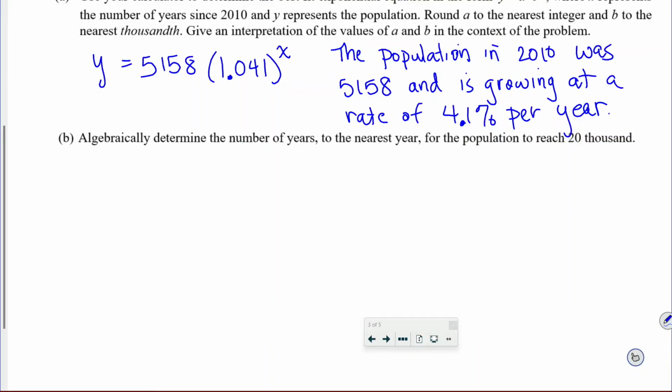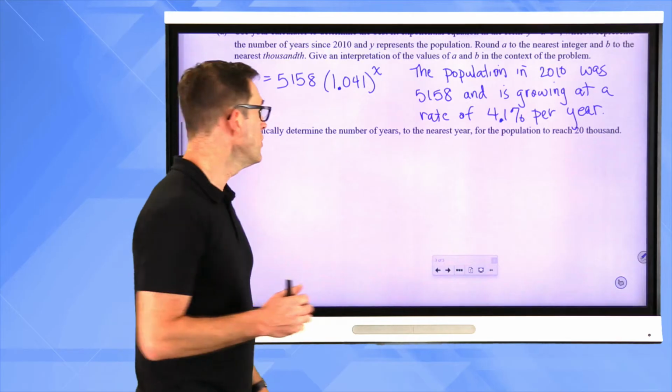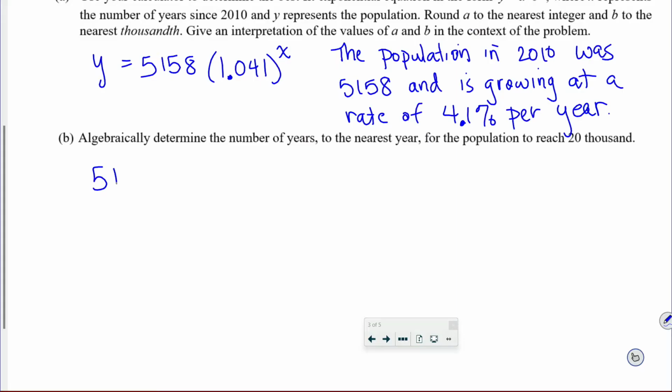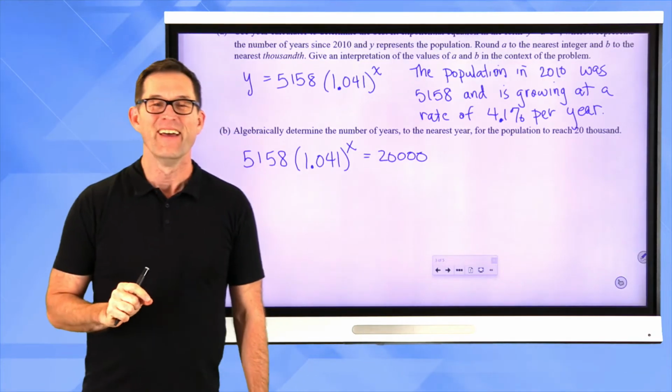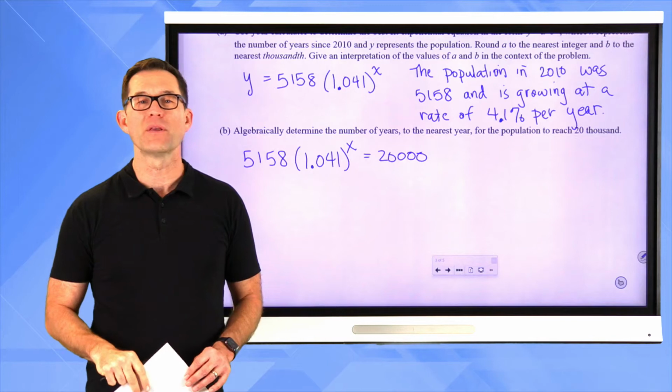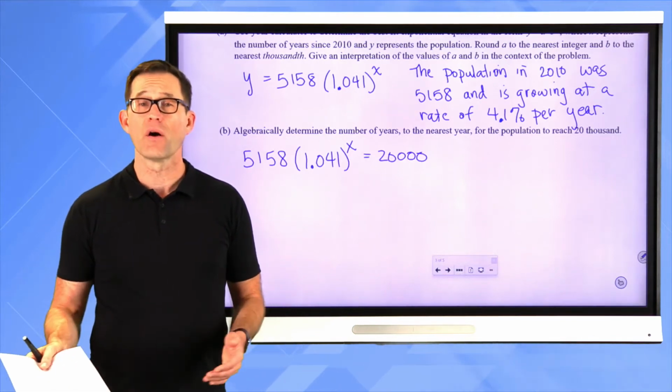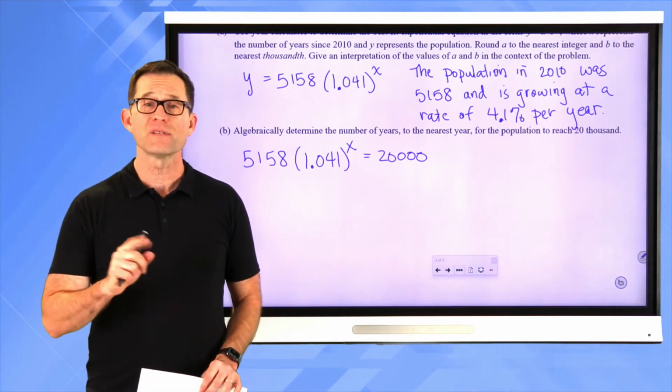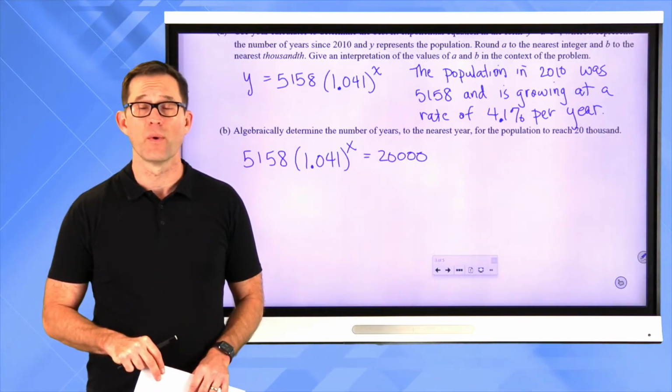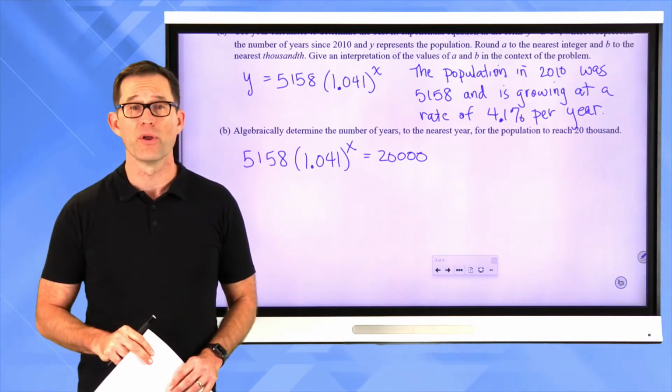Algebraically determine the number of years to the nearest year for the population to reach 20,000. Fantastic. So what we want to do is solve this particular equation, and we want to do it algebraically. Now, in our last few lessons, we saw how we could use logarithms to solve exponential equations. Pause the video now and see if you can solve this equation using a logarithm with an appropriate base.